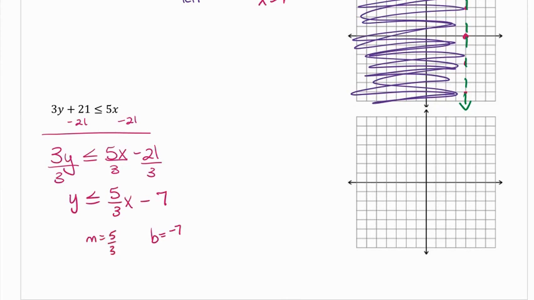So 1, 2, 3, 4, 5, 6, 7, right at the bottom there. And then my slope is 5/3, so up 5 and to the right 3. We can do that one more time. Right. Okay, and then before we draw our line, this time we got a less than or equal to, so that would be a solid line, right?